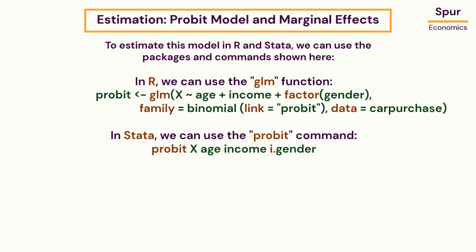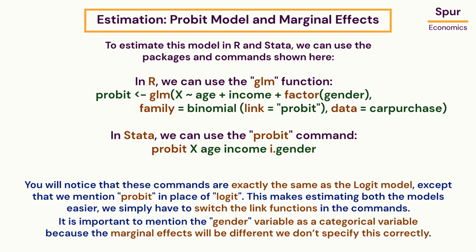To estimate this model in R and Stata, we can use the packages and commands shown here. You will notice that these commands are exactly the same as the logit model, except that we mention Probit in place of logit. This makes estimating both the models easier. We simply have to switch the link functions in the commands. It is important to mention the gender variable as a categorical variable because the marginal effects will be different if we don't specify this correctly.